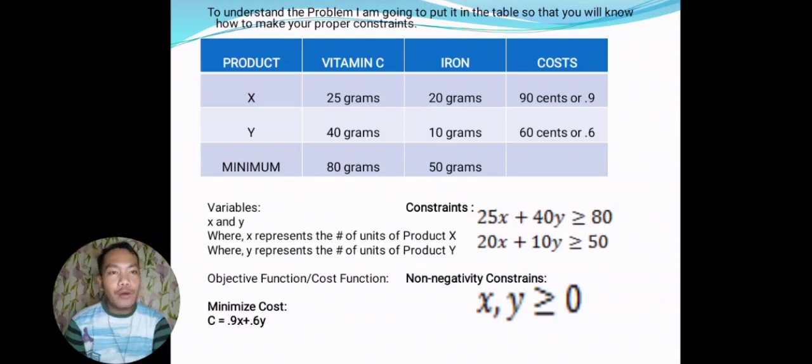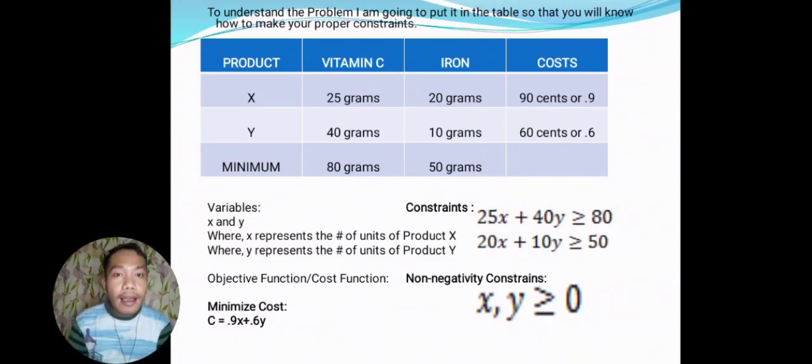So now let's proceed to another constraint. We already put it here, the second constraint. So we have 20x plus 10y greater than or equal to 50. So we already have our second constraint. And then there's also our restrictions, the non-negativity constraints. Our x and y should be greater than or equal to 0.